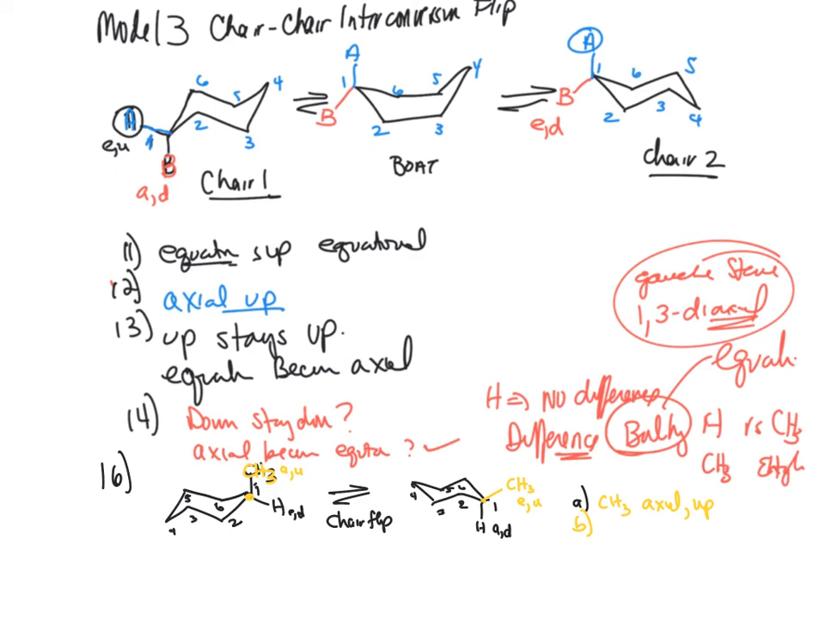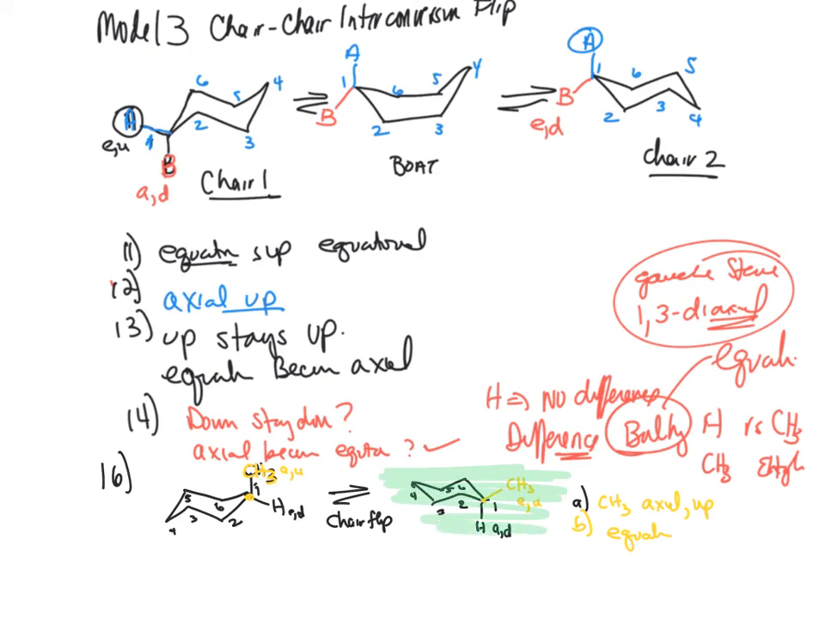Identify whether the methyl group in the structure on the right is axial or equatorial. It's equatorial, right? All right, number 17. Of the two chair forms of methyl cyclohexane, construct an explanation for why the conformation with the methyl group in the equatorial position is more stable than the conformation with the methyl in the axial. Okay, so this one's more stable.